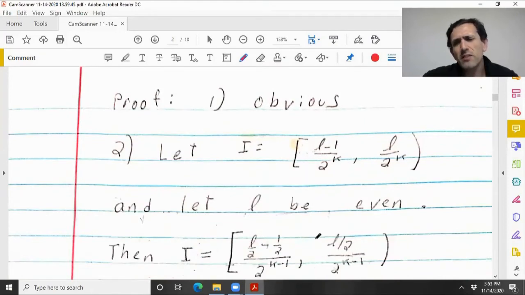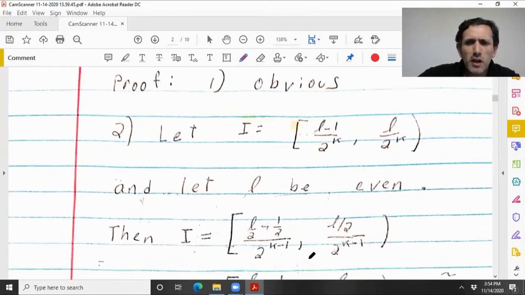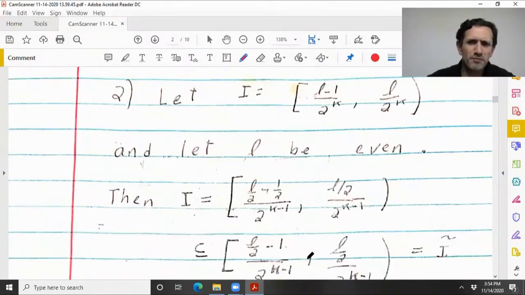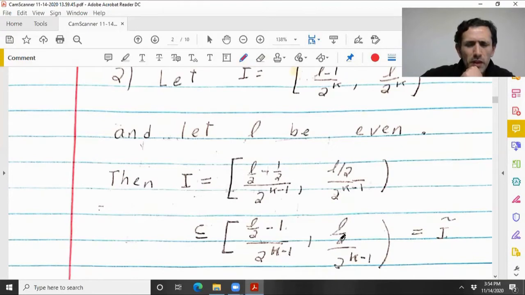Okay. So let's say L is even. So we need 2 cases, L is even and L is odd, and I will draw these 2 cases when we're done with the proof of 2. Okay, so if L is even, L over 2 is an integer, okay? But L minus 1 whole thing over 2 is not an integer, but that's okay. This interval here, well, let's enlarge it to the left to get an integer on top. So we're going to the left by 1/2 over 2 to the k minus 1, to give us L over 2 minus 1 over 2 to the k minus 1.